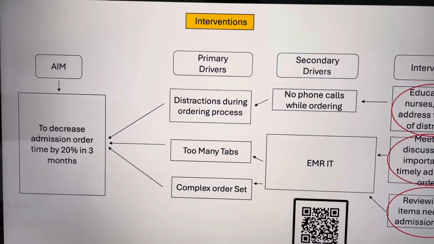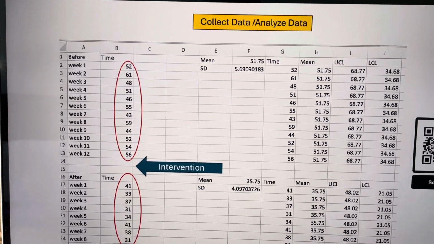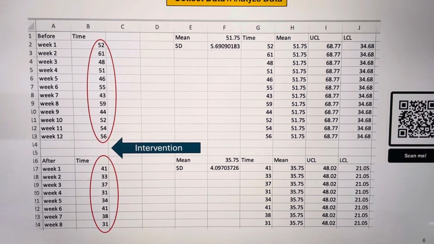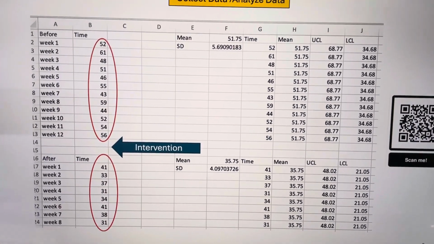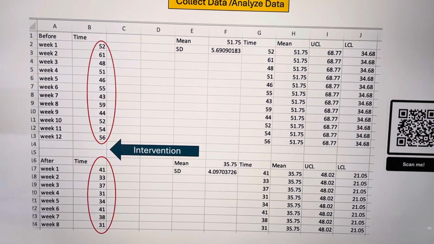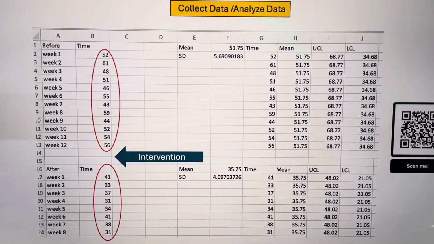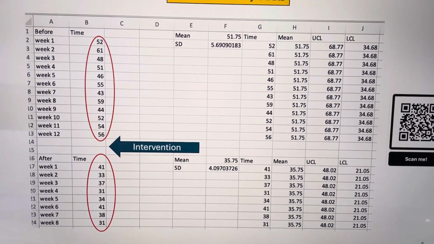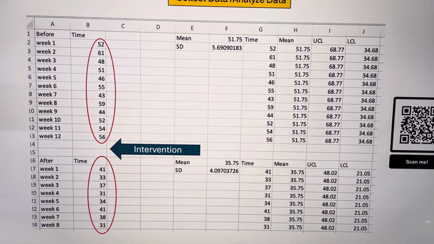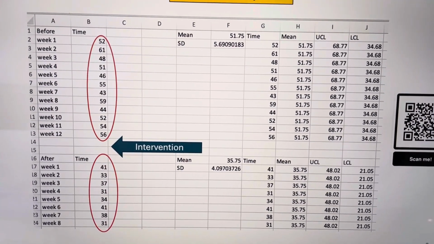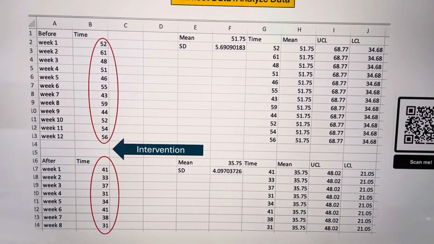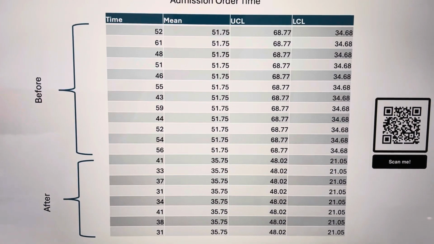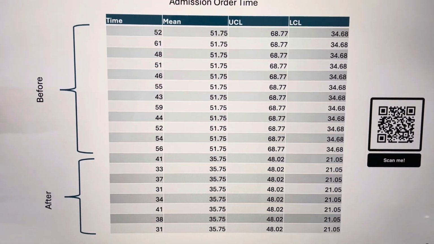So anyway, after doing that, what you do is collect the time, and this is in an Excel sheet. You just time it, like in week 1, the average time taken was 52, 61, 48, and so on. Then you did some intervention. Intervention means you educated everyone and you talked to your EM or IT department. And then you see the difference in the timings. This is again displayed in a different way, again using Excel.